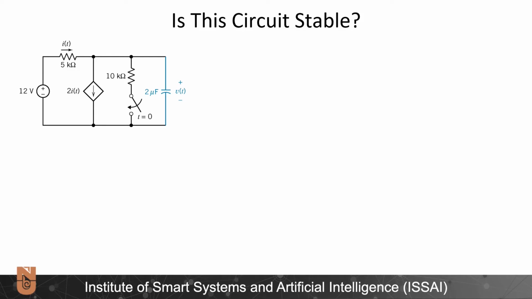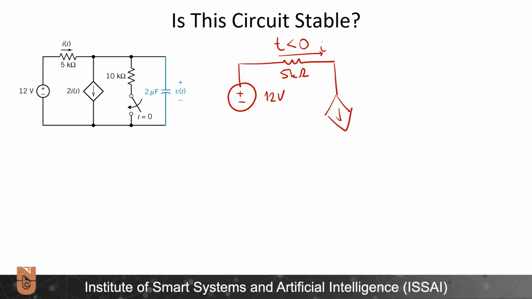Is this circuit stable? Let us start our analysis by creating the equivalent circuit when t is less than or equal to 0. So I will have a plus-minus 12 volts source, 5 kilo ohms, over which the current I is passing, and my dependent source which has the 2I current passing through it. All of this part of the circuit will be bypassed because the switch is not closed. And here I will have my capacitance, which will act as an open circuit. So therefore I can write V of t, and that will be the open circuit.